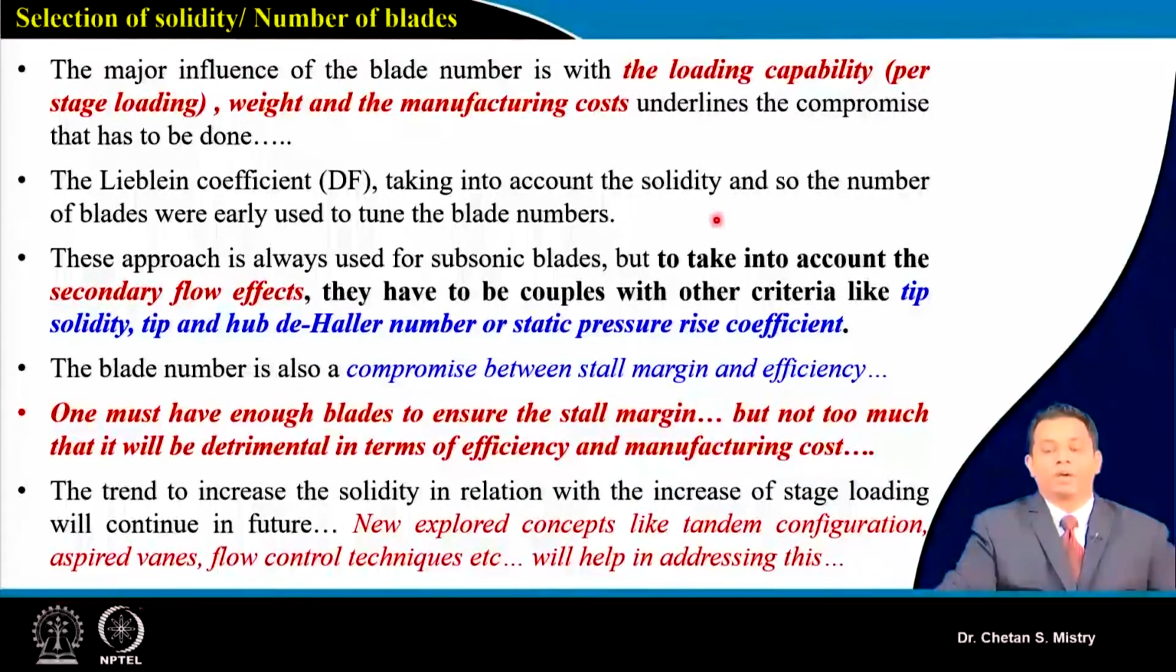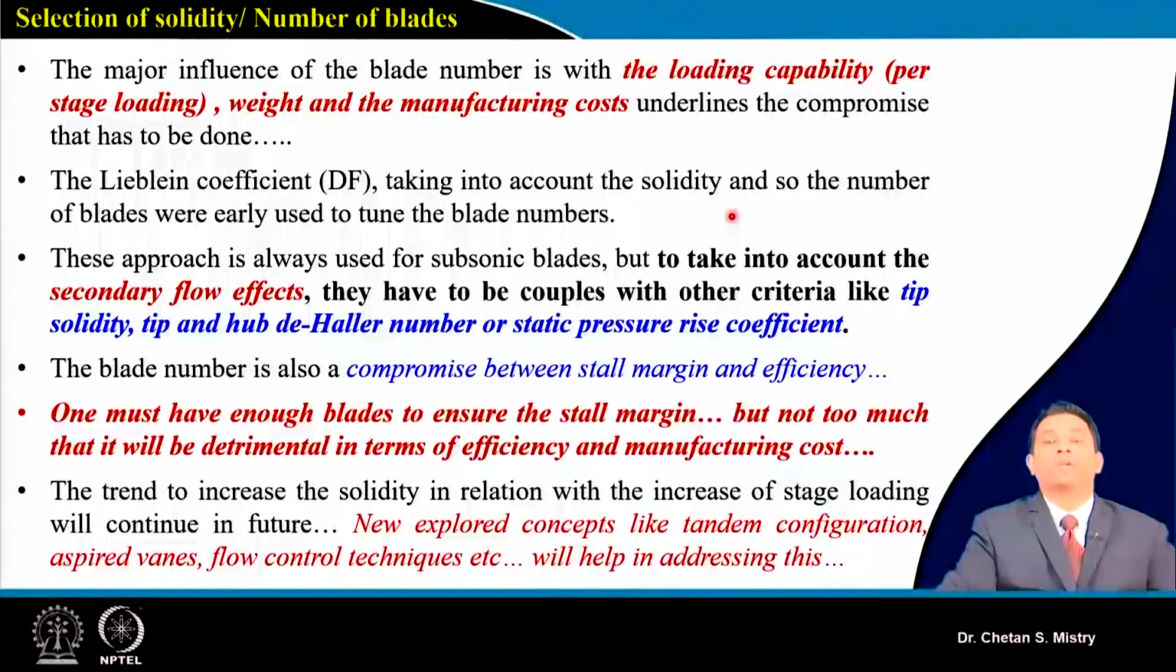So Lieblein's parameter gives us an idea in terms of solidity, and as we have discussed, these days people take this as one of the parameters. Mainly at the tip region, they assume the diffusion factor, and based on that assumption, they select the number of blades.